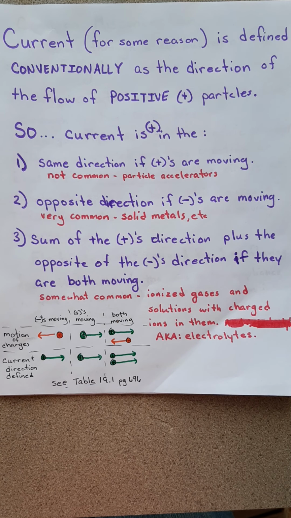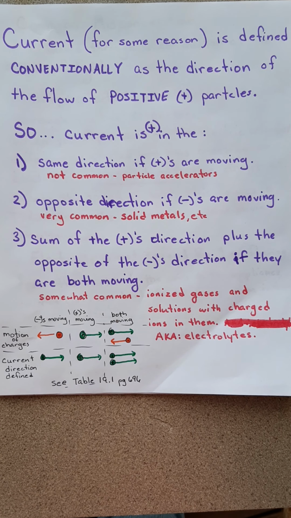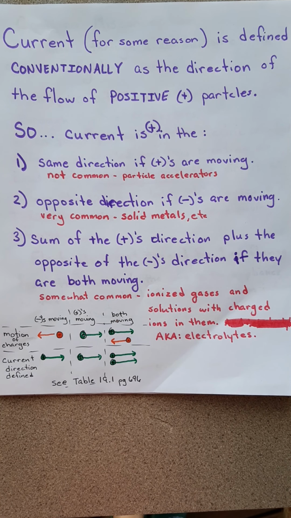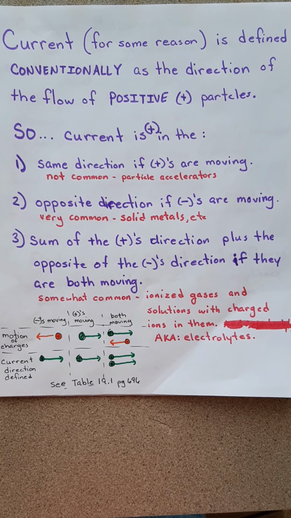Negative signs, right? The third situation is there are some cases, such as ionized gases and electrolyte solutions. Remember, an electrolyte solution is any liquid solution that has ions dissolved in it. If the positives can flow one direction and the negatives will flow the opposite direction, the convention is still defined in the positive motion, but you have to account for both the direction and amount of the positive flow and the negative direction and amount of the negative particles.